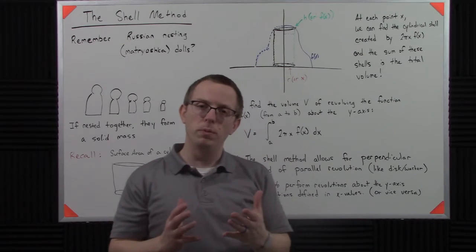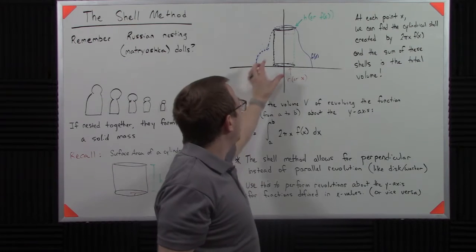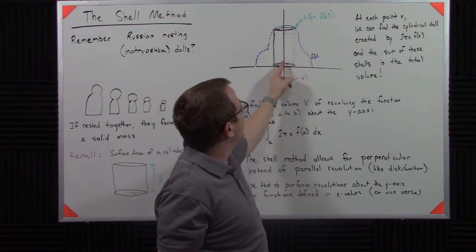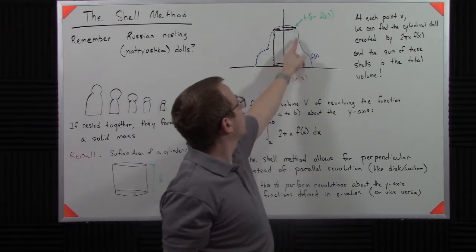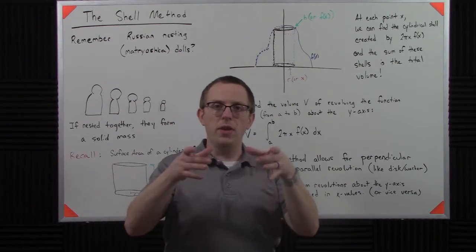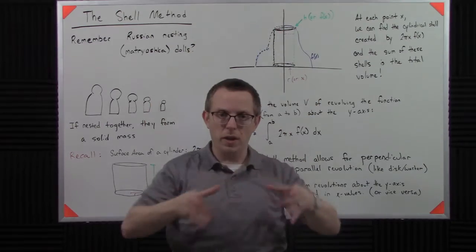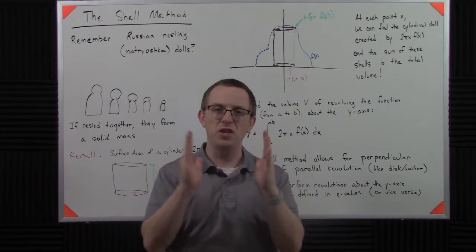But with the shell method, what we're going to do is the opposite. We're going to say, okay, at this particular height, I can find a radius that I come away from the y-axis. I can find a height, and I can define a cylinder there. And then I can go a little bit more out. I can define a cylinder there, and a cylinder, and a cylinder, and a cylinder, and a cylinder. And what I'm doing is I'm summing up these shells.